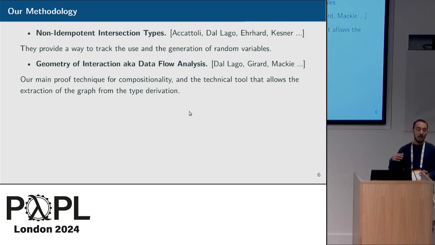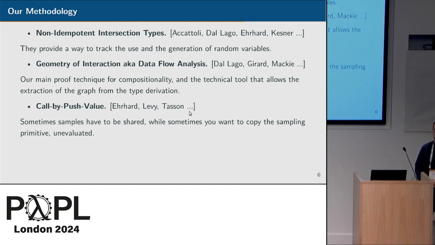And moreover, this data flow analysis allows us to extract the graph structure from the type derivation. Then, as I have already said, we use a call-by-push-value-like lambda calculus, and this is mandatory somehow, because sometimes we want to share samples, while sometimes we want to copy the sampling primitive and actually duplicate it. So call-by-push-value allows us to force and thunk computation, and so it allows exactly that.